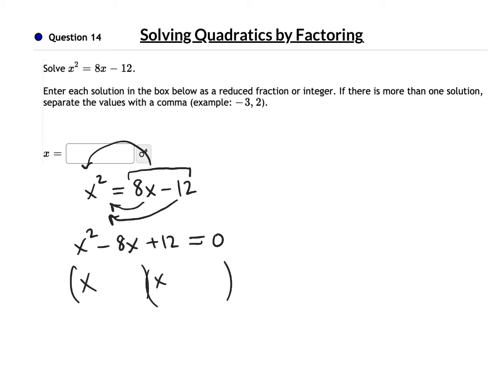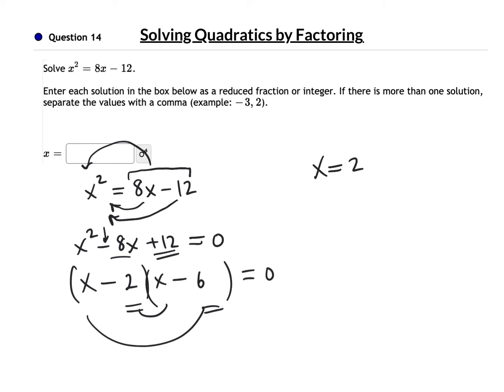X times x is x squared. This number times this number is positive 12. It's either two negatives or two positives. We have a minus, so it's two negatives. Factors of 12 to add to 8 are 2 and 6. Negative 2 times negative 6 is positive 12. And negative 2x and negative 6x make negative 8x. The solutions come from when we get 0. 2 minus 2 is 0, so x equals 2. And x equals 6. 6 minus 6 is 0.